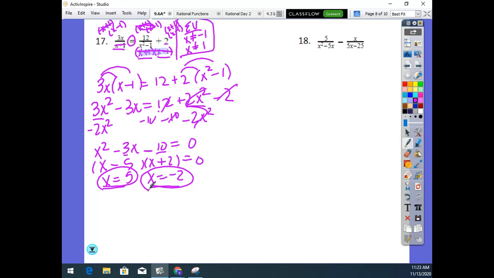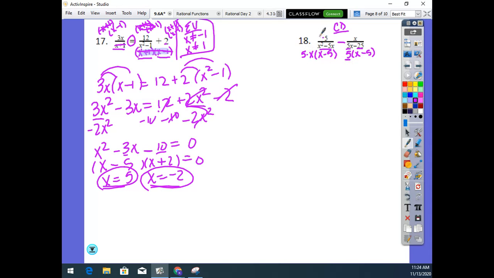All right, number 18 is just subtracting. That means I need a common denominator. So first, I factor my denominator, GCF of x. Factor out the x and you get x minus 5. GCF in the other denominator is 5. So they have a common factor of x minus 5, but the first denominator needs the 5.